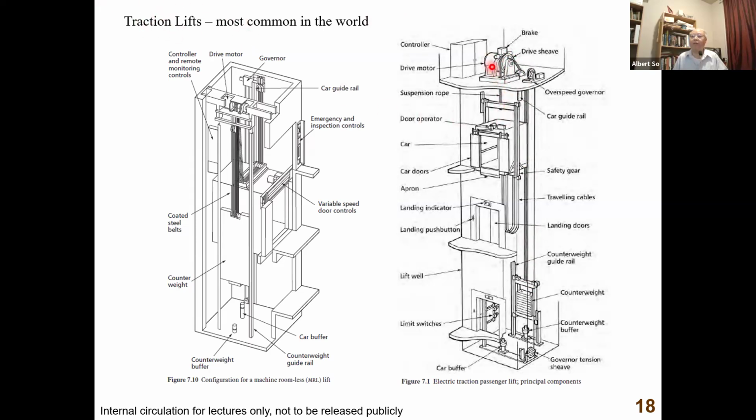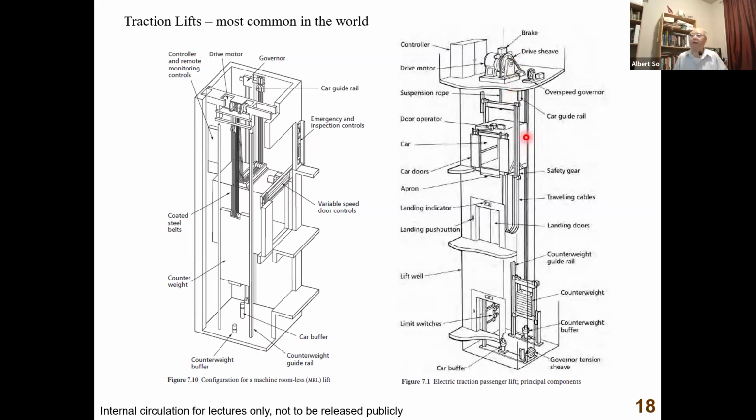By friction. When the motor rotates, the sheave will impose a force on the ropes by friction. Then the car will go up and down. Of course, the motor can rotate in both directions, and the drive can rotate in both directions as well.